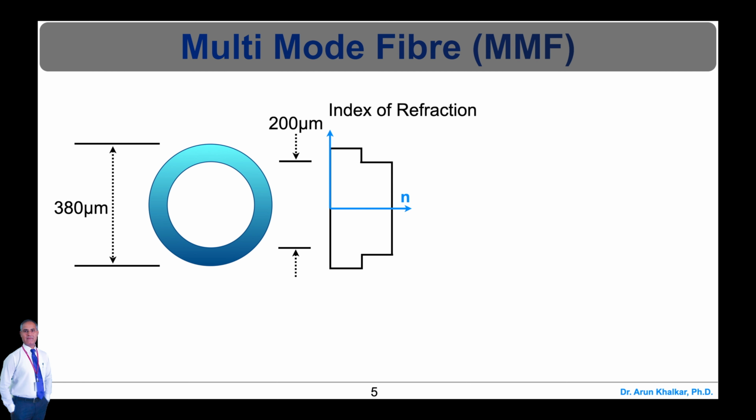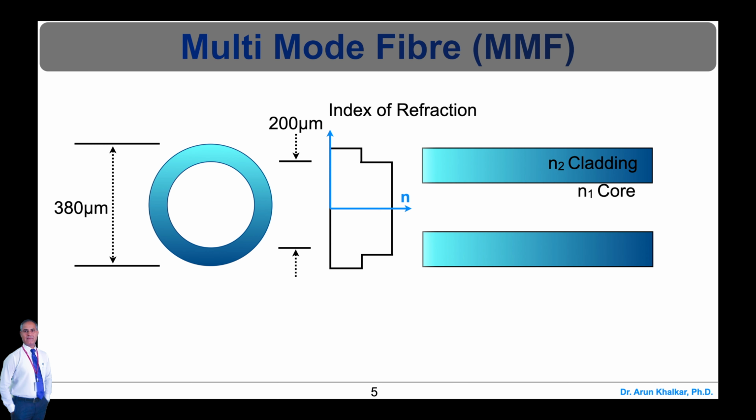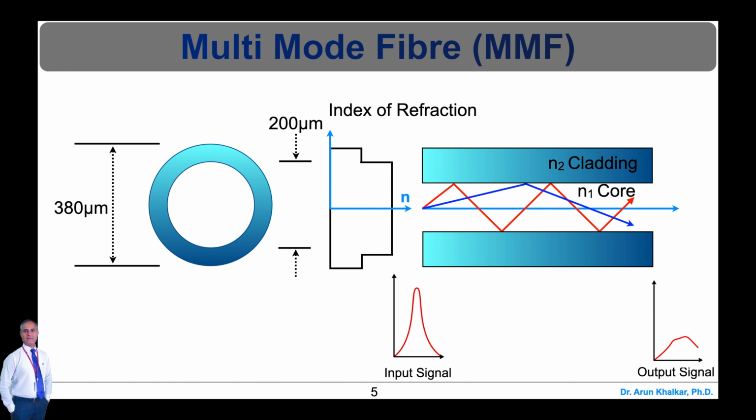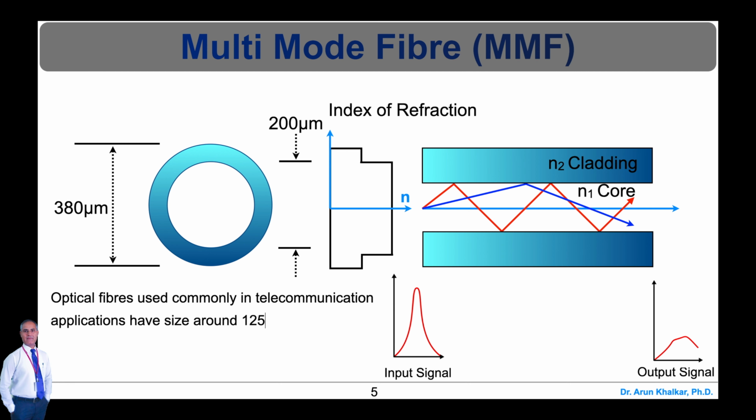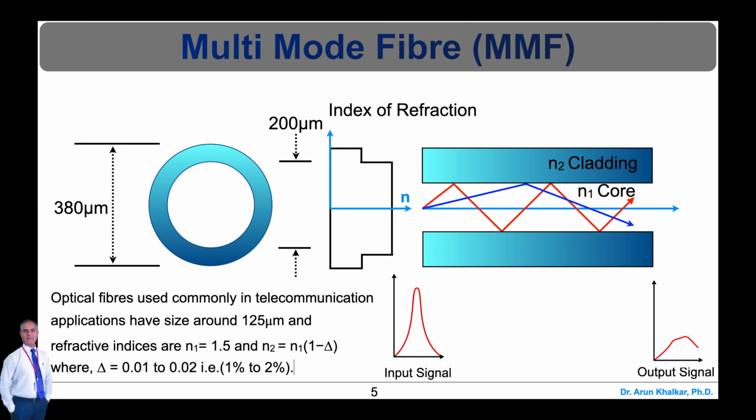This is the index of refraction, where n is the mode number. N1 and N2 are refractive indices of core and cladding respectively, as shown in this optic fiber. In multimode fiber, the input and output signals are shown with the propagation of light in the form of signal. Optical fibers used commonly in telecommunication applications have size around 125 micrometer, and refractive indices are N1 equal to 1.5 and N2 equal to N1 times (1 minus delta), where delta is equal to 0.01 to 0.02.